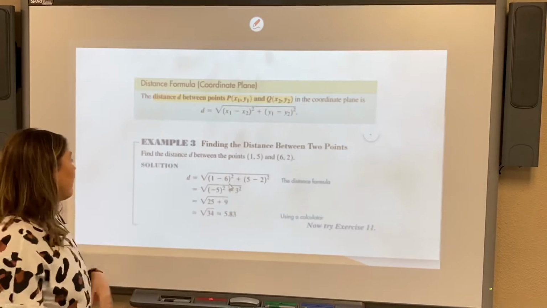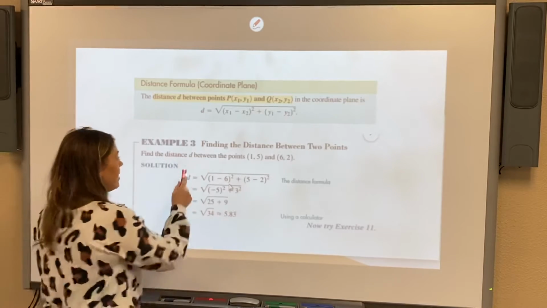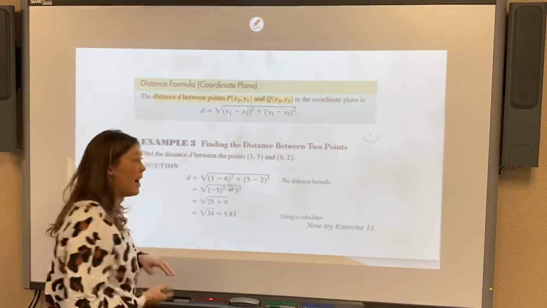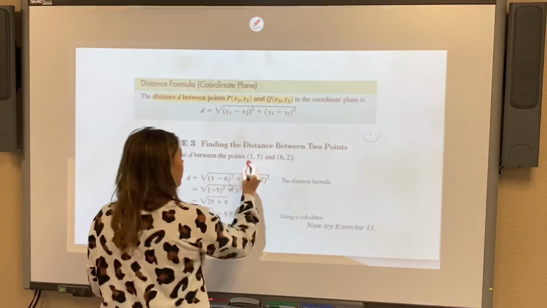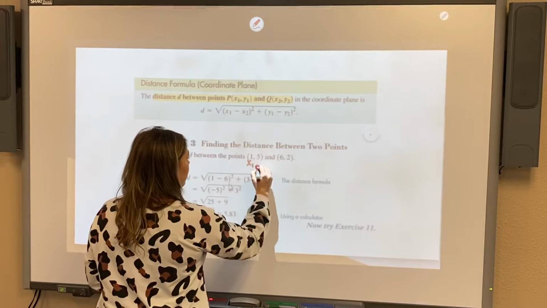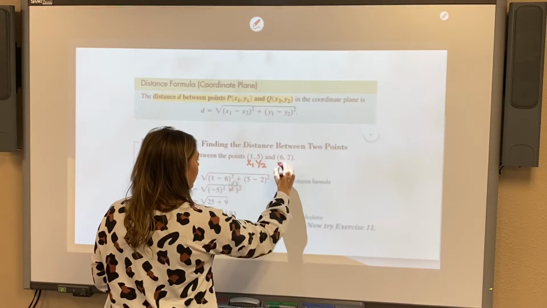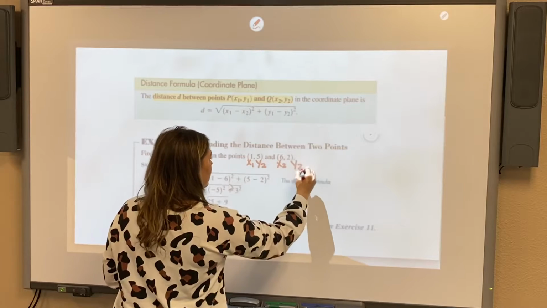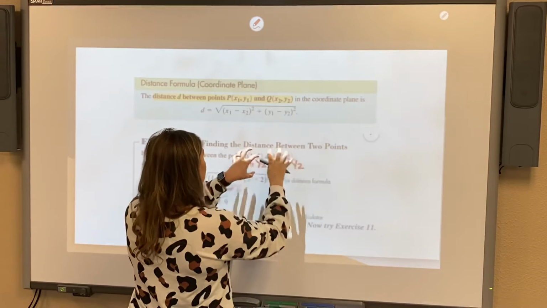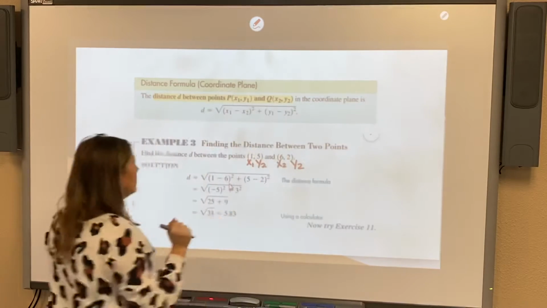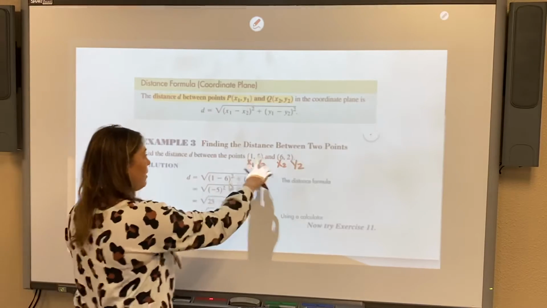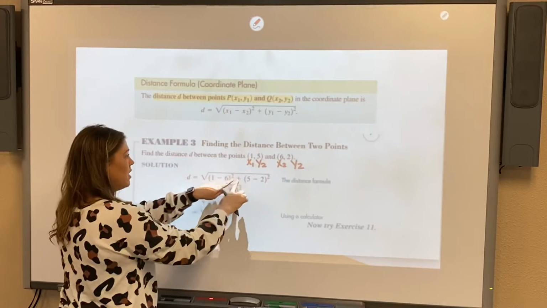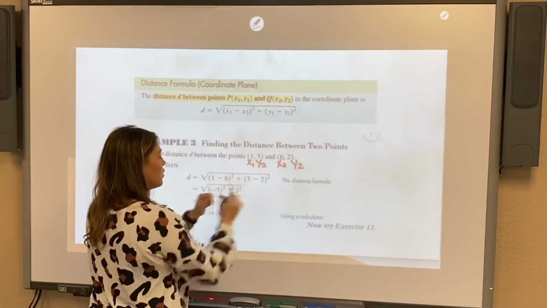Okay, so here we have an example. We're finding the distance between these 2 points. I always like to label these. So here we have x1 and then y1. Here we have x2 and y2. So now we simply plug these numbers into the equation. Okay, so we have 1 minus 6 squared plus 5 minus 2 squared.